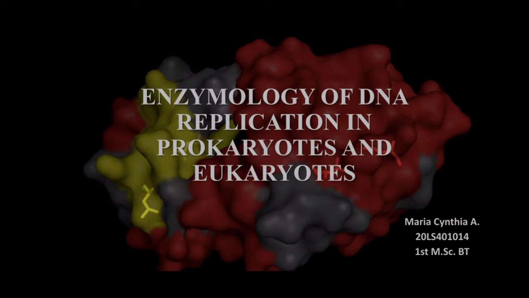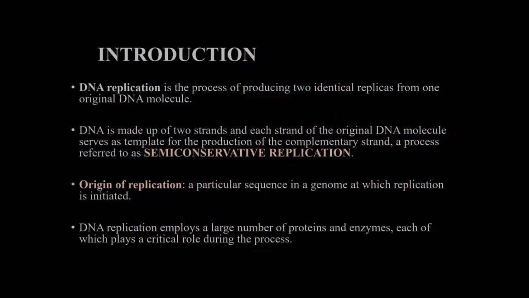I'm going to talk about enzymology of DNA replication in both prokaryotes and eukaryotes. DNA replication is the process of producing two identical replicas from one original DNA molecule. We know that DNA replication takes place in the semi-conservative mode of replication. That is, DNA is made up of two strands and each strand of the original DNA molecule serves as a template for the production of the complementary strand. This process is called semi-conservative replication.